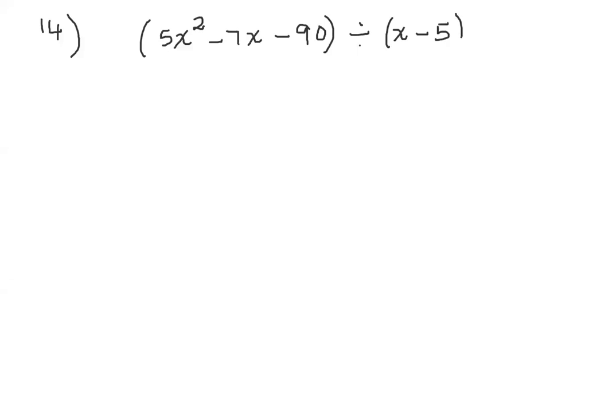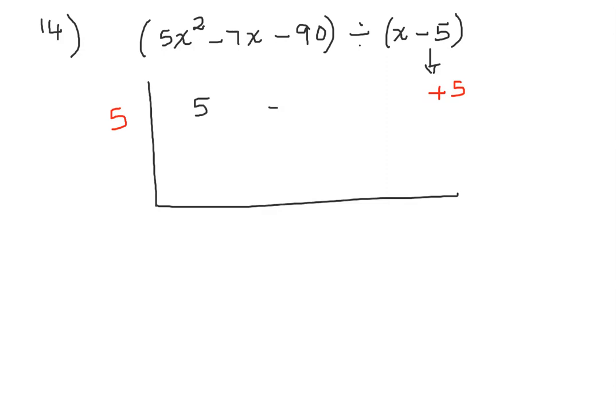So next we are moving on to number 14. Again, we are going to use synthetic division for this polynomial. So we have to switch the sign here. So it's going to be positive 5. So we're going to divide this polynomial by 5. And make sure you have all the terms in the polynomial, and the polynomial has to be in descending order.